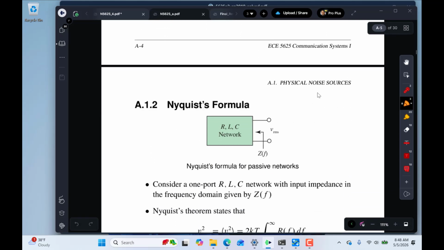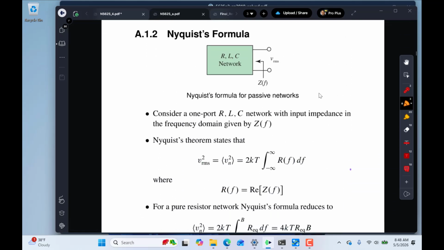At any rate, what is Nyquist's formula? It just says any RLC network, and now we're talking passive, will abide by this formula. It just says we look at the impedance looking into the terminals, and the noise voltage is going to be 2kT times the integral of the real part of the impedance of the network.